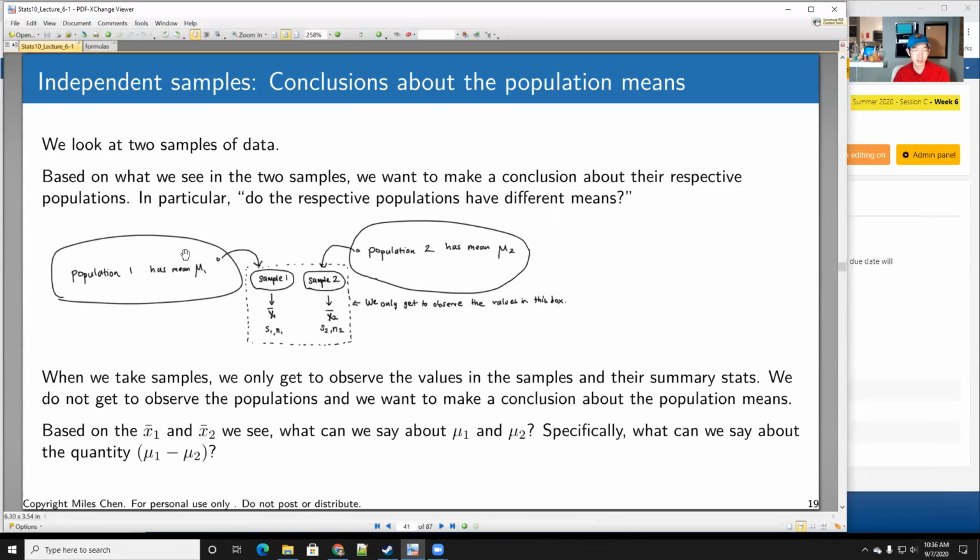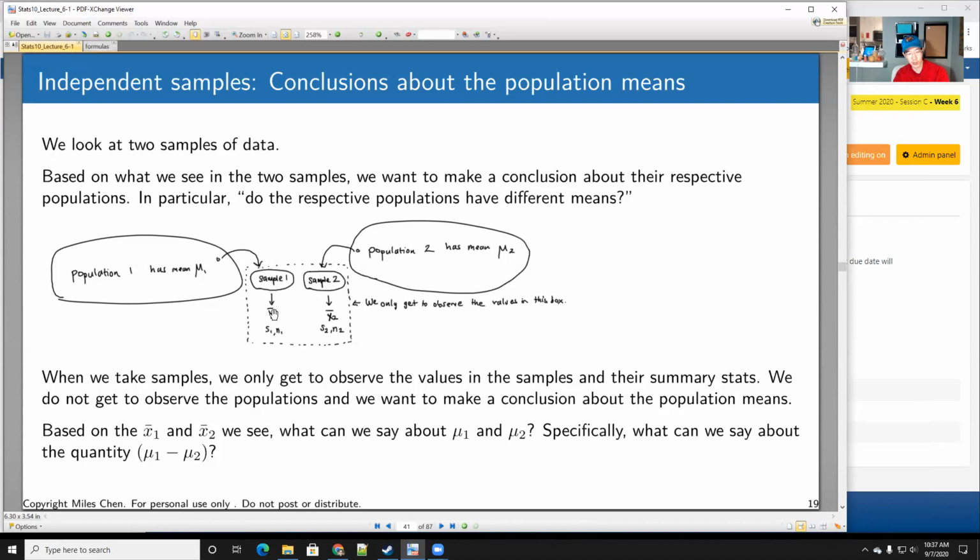This is a little diagram that I've set up. The idea is there's a big population. This is population 1 with mean mu1. From population 1, we select a small sample. That's this little circle. Population 2 has mean mu2, and we select a small sample there. And so we get sample 1 and sample 2. And the issue is that we only get to observe sample 1 and sample 2.